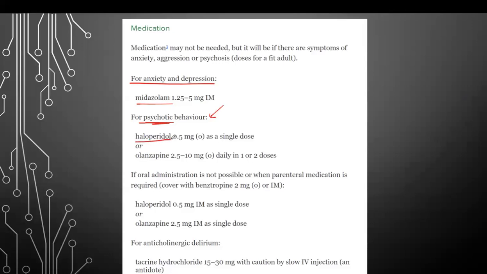IM haloperidol. They said oral, but psychotic patients sometimes, if they're verbally aggressive or very much angry, then better will be IM haloperidol. But if the patient is not aggressive, you can try oral haloperidol or olanzapine as well. If a patient has delirium and the only symptom is anxiety, then midazolam. If it is psychotic behavior, then haloperidol, IM is usually the treatment.